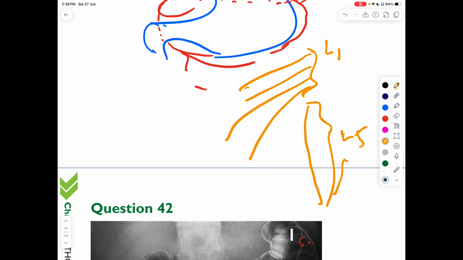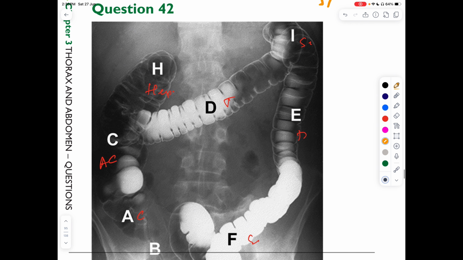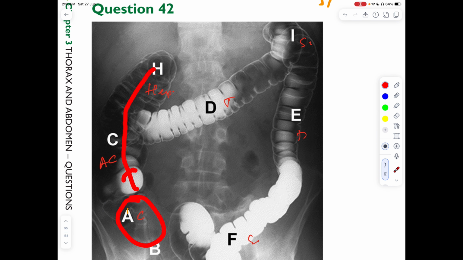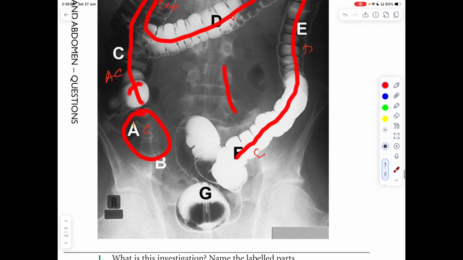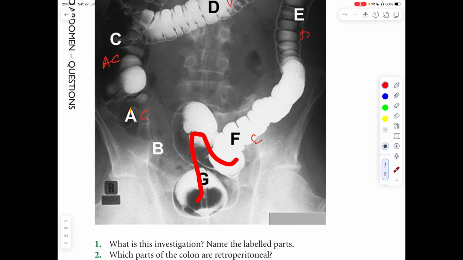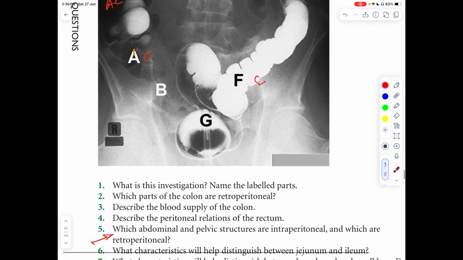So this one is a double contrast study. You see the cecum, ascending colon, hepatic flexure, transverse colon, splenic flexure, descending colon, sigmoid colon, and rectum. So what is the investigation? Double contrast, barium and air. Double contrast enema: you put the enema from inside and you see air and the contrast.